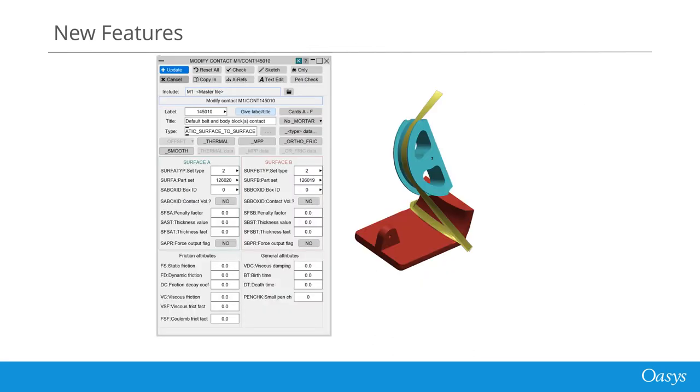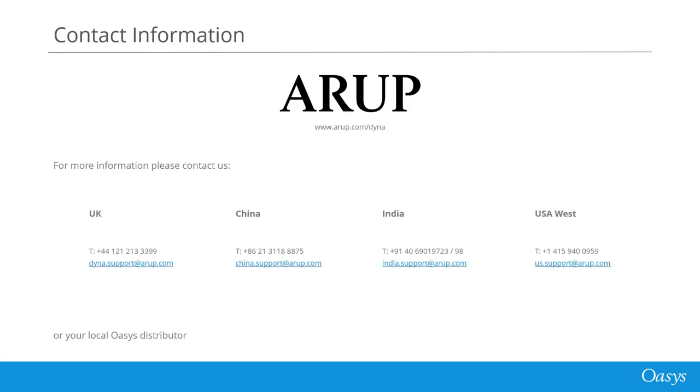Other new features in the tool for Oasys 20 include the creation of a contact between the body blocks and the seatbelt. The errors in the ARAP formers that come with the program have been removed, or you can now use your own user-defined formers. There's also been a range of help images added throughout the setup panel to help set up your simulation.